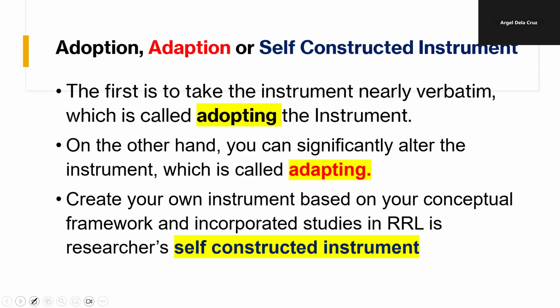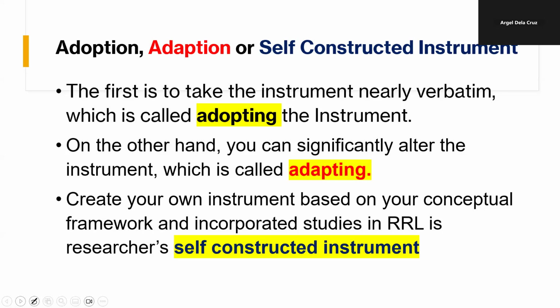Now, next is the question of how we're going to do our instrumentation. Are we going to just lift it from our related literature? Are we going to modify it, or are we going to construct our own? So we have the choice between adoption and self-constructed instrument. Okay, adoption, or adopt with the past.